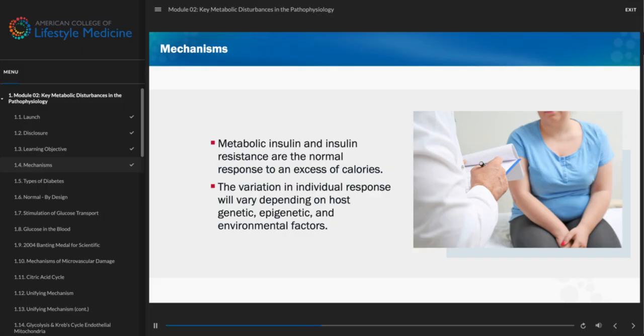As we go into some more of the details of how that happens, there may be some genetic and epigenetic differences between individuals, and certainly there are areas of the physiology that have varying responses between individuals depending on their environment and their genetics. But overall, the response is a normal physiologic response to excess of calories.